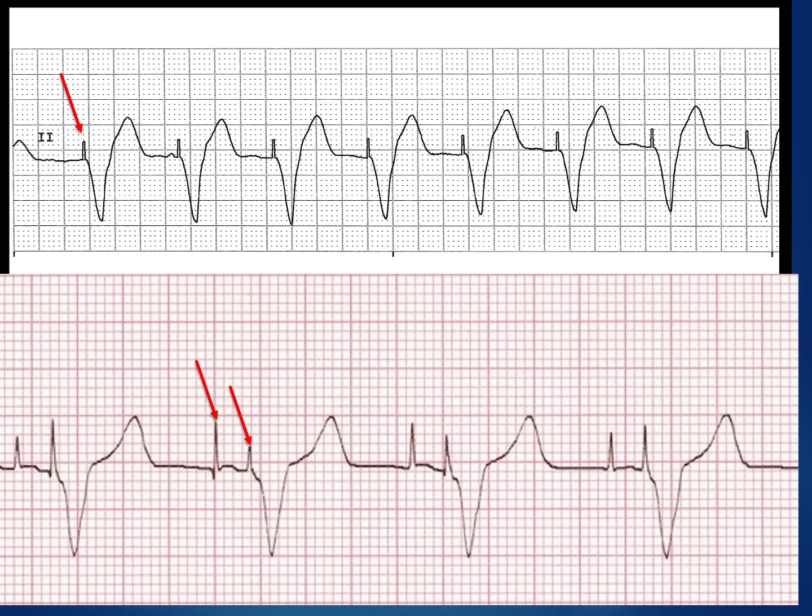But remember, this is still a pacer spike because what follows it? A very wide QRS. So I see pacer spike, P wave, pacer spike, QRS. So this patient has dual chamber pacing.